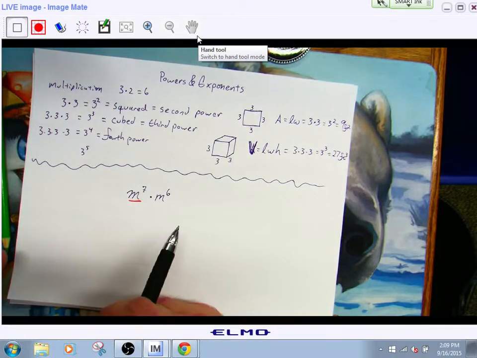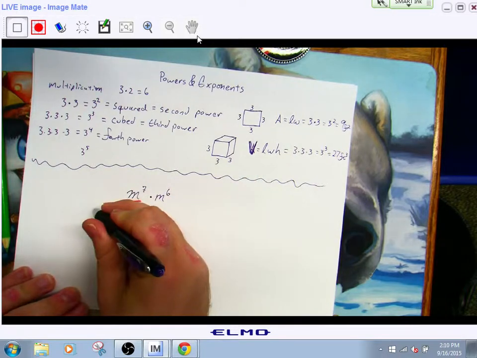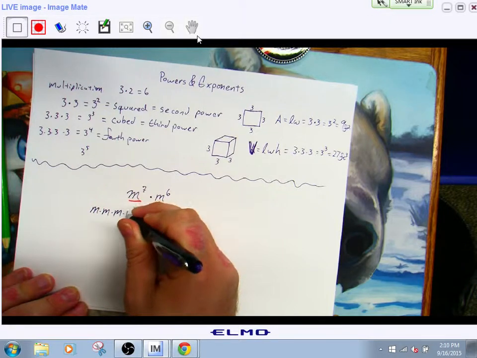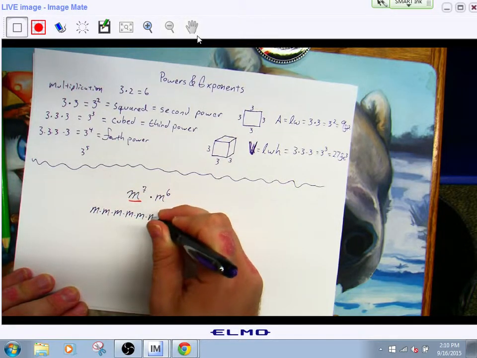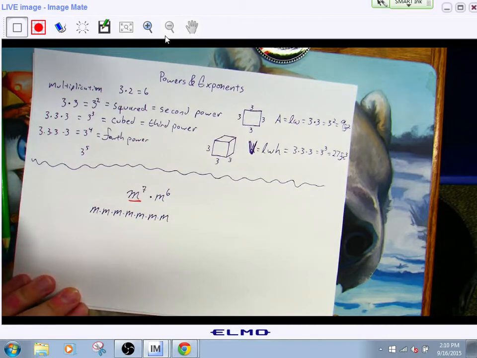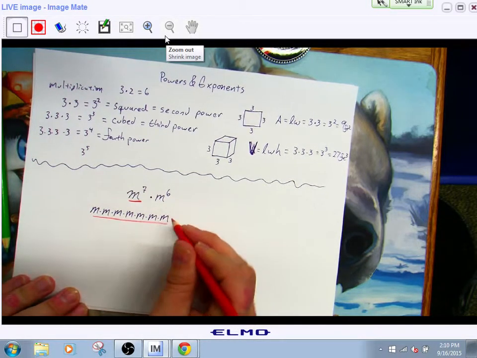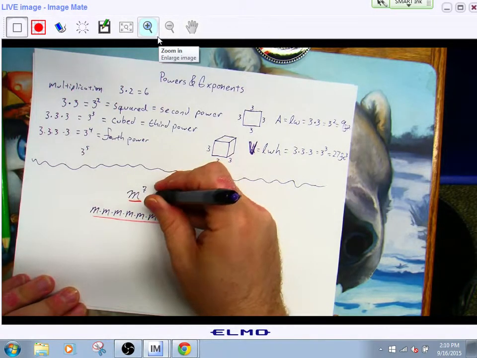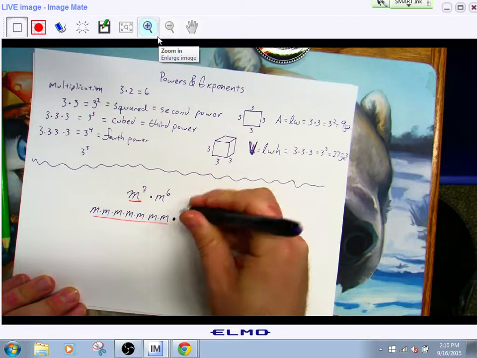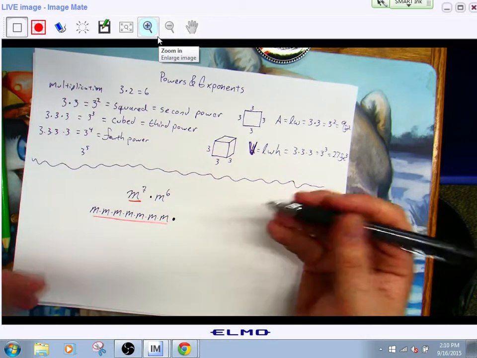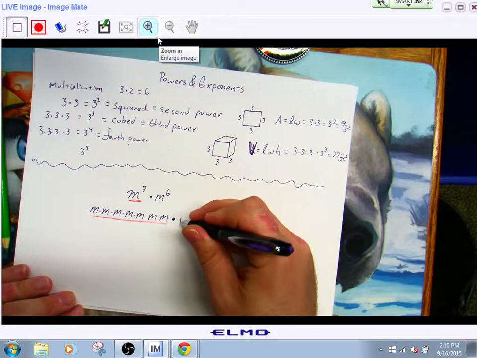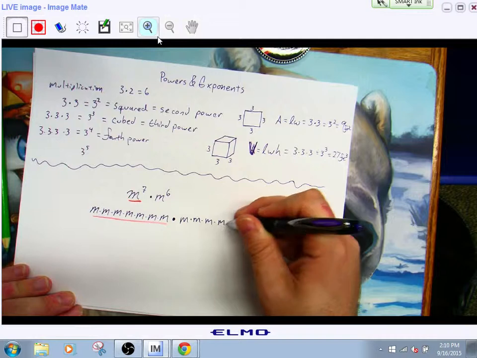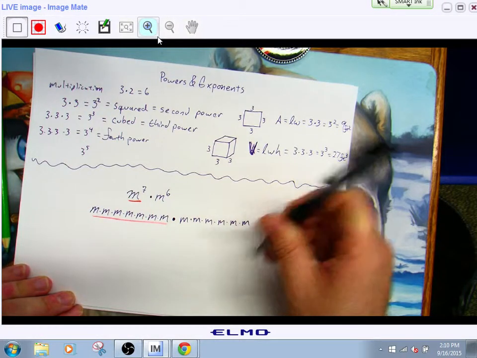That means it's being multiplied by itself 7 times. So it's going to look like this. It means m times m, 3 of them, 4 of them, 5 of them, 6 of them, 7 of them. So m to the 7th is all of this right here: 1, 2, 3, 4, 5, 6, 7. That's what that means. This multiplication sign I'll make really big right here. And then m to the 6th is going to be 6 of them: 1, 2, 3, 4, 5, 6.